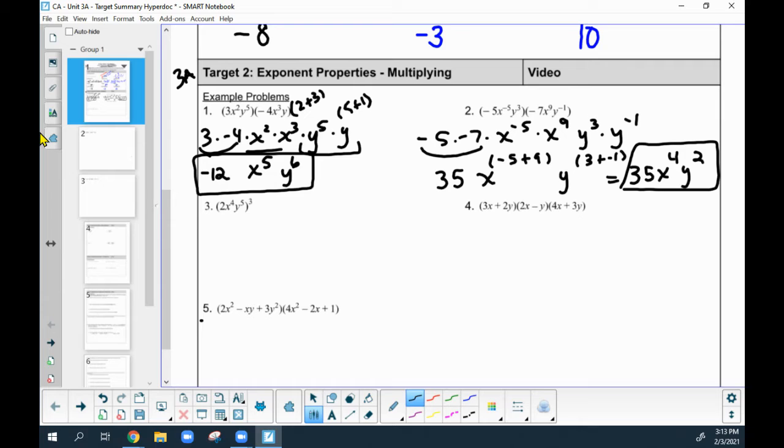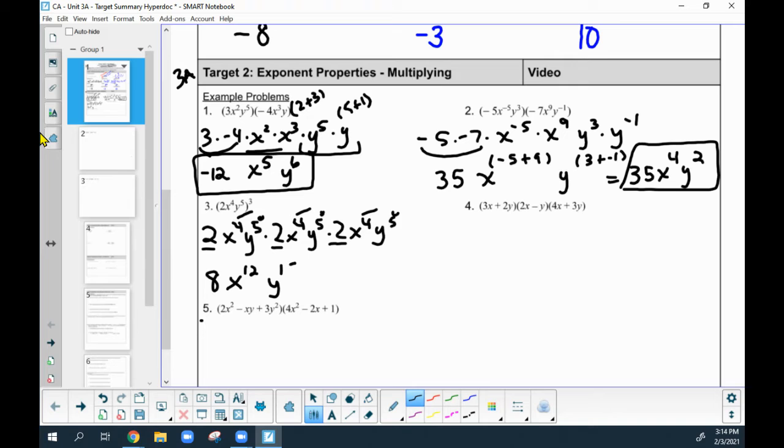Now this one looks a little bit different, so we could do this a couple ways. One way is we could take care of that power of 3 and write it out 3 times. And when you do that, now you've just made the problem look like the ones above, and then you follow your rules. 2 times 2 times 2 is 8. Well, let's count these x's. 4 plus 4 plus 4 is 12. 5 plus 5 plus 5 is 15. That is one version on how to do it.